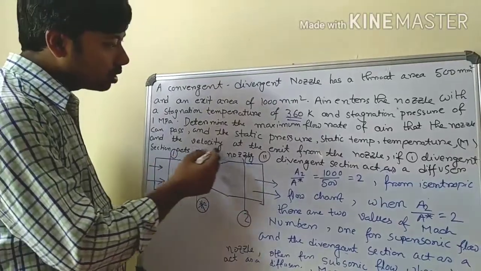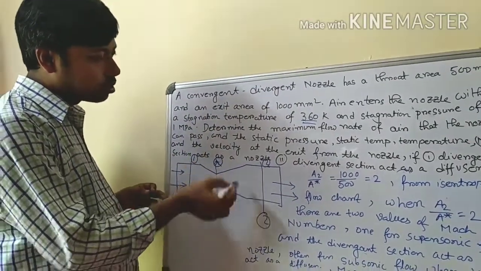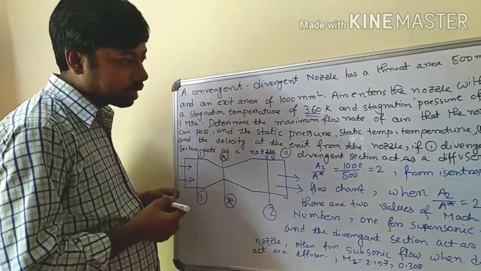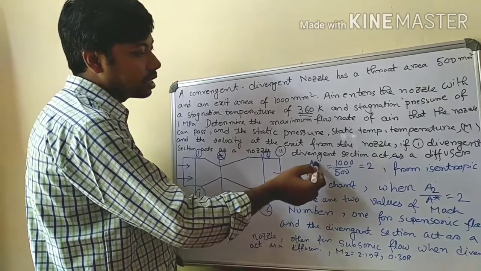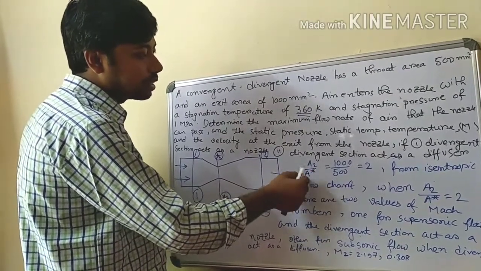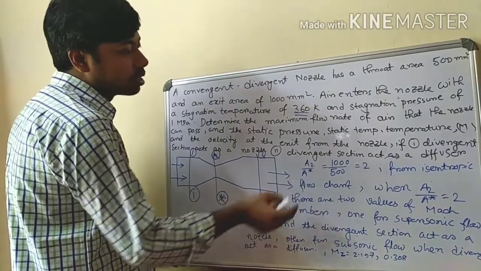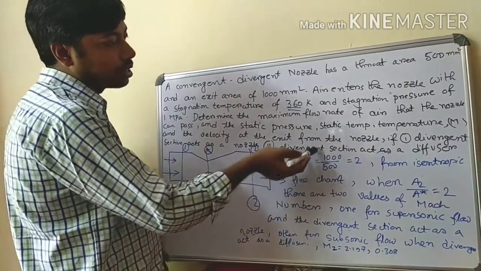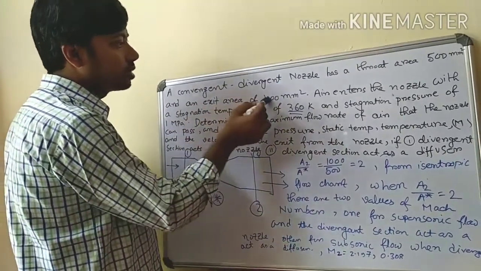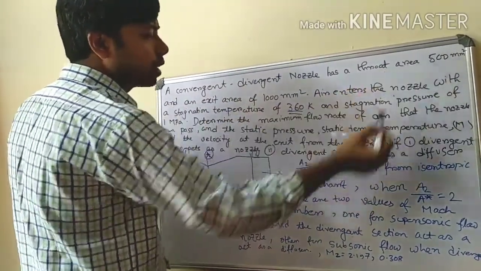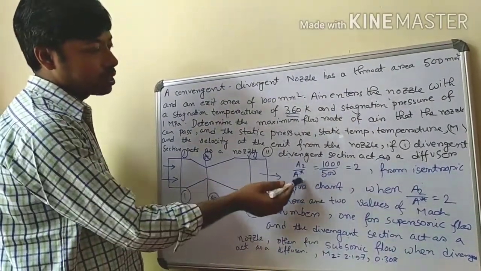In this numerical, what is given is a convergent-divergent duct and nozzle. In this section the exit area is given as A2, and the throat area, A star, is given. The ratio of exit area to throat area is 1000 divided by 500. The exit area is 1000 millimeter square and the throat area is 500 millimeter square, so the ratio will be 2. So A2 by A star will be 2.